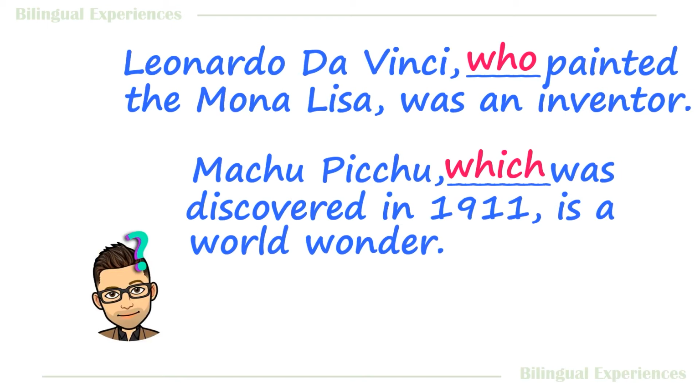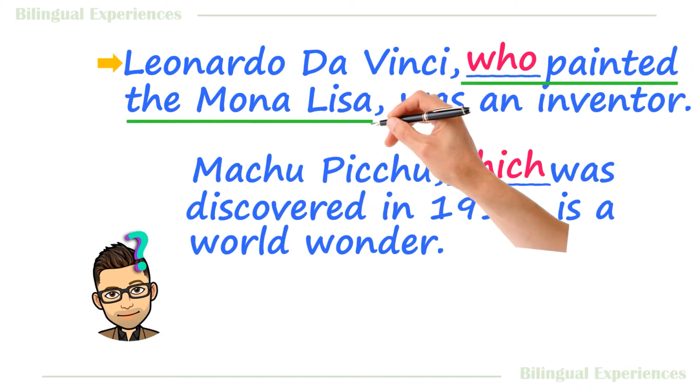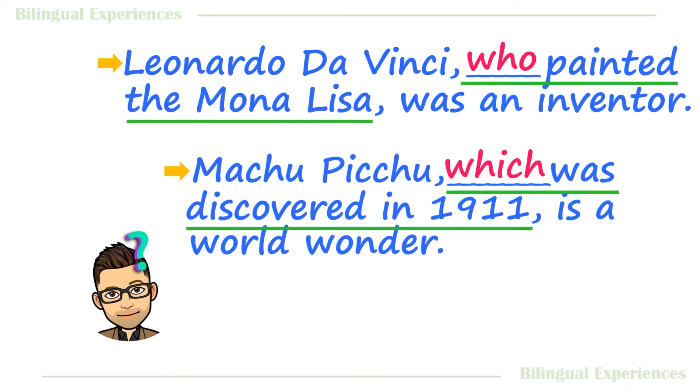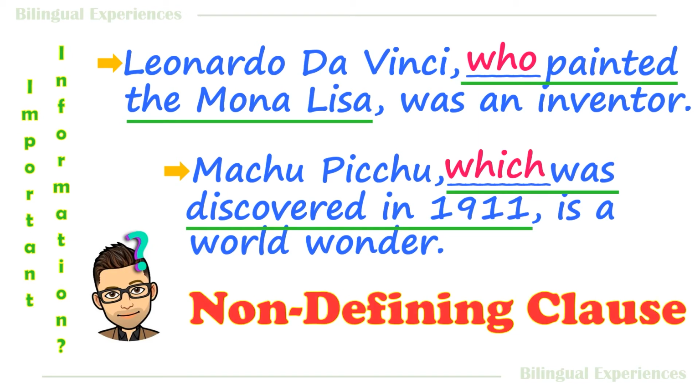Now, one more time, let's talk about the adjective clauses. What's the adjective clause in the first sentence? It's who painted the Mona Lisa. And what about the second sentence? What's the adjective clause? Which was discovered in 1911. So one more time, the same question. Is the information important in those clauses for the sentences to be complete? What do you think? Actually, that information is not important, so it can be omitted, and they are called non-defining clauses.